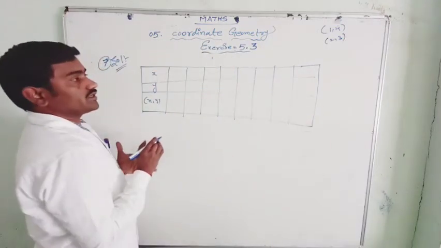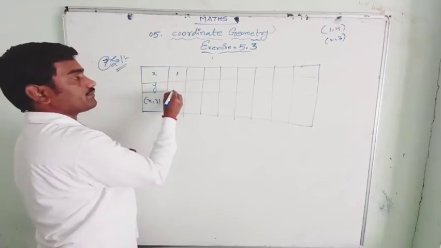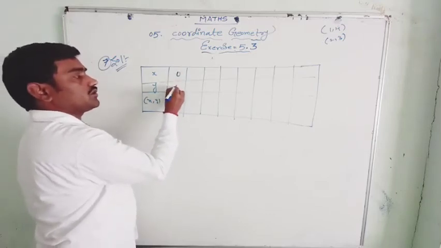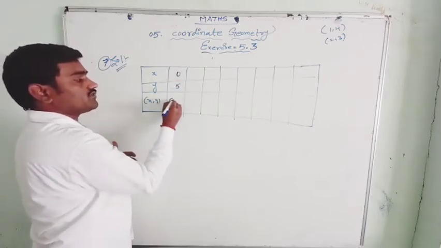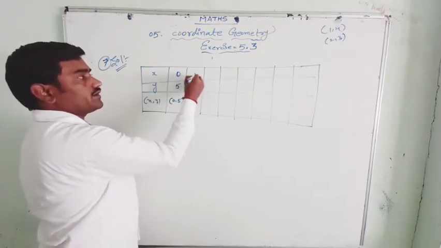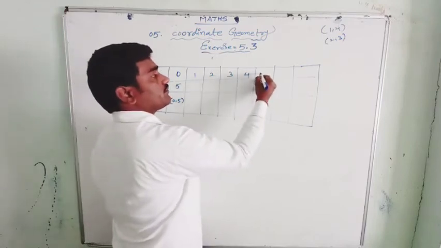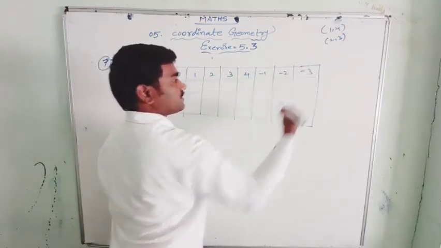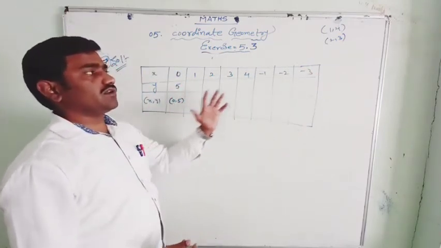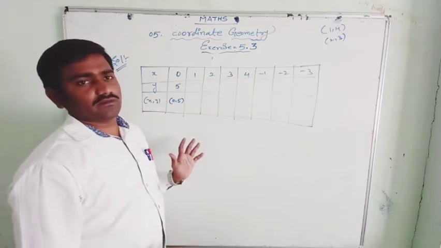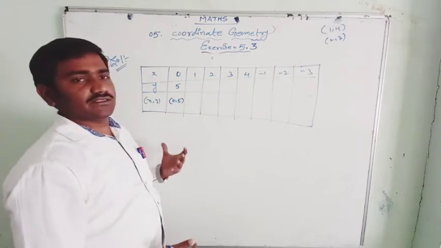Further, what I am going to do here: I will take 1 here, and I am going to take 0 here. (0, 5): 0 plus 5 is 5. Here 1, 2, 3, 4. Sometimes you take negative numbers: minus 1, minus 2, minus 3. No problem. You take some positive values and some negative values, and you will get some points here.